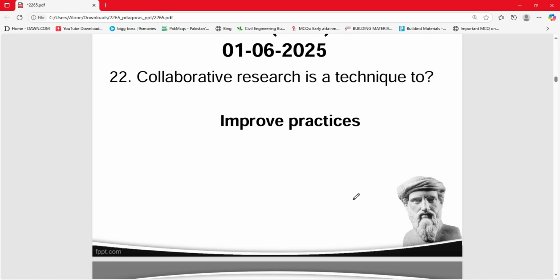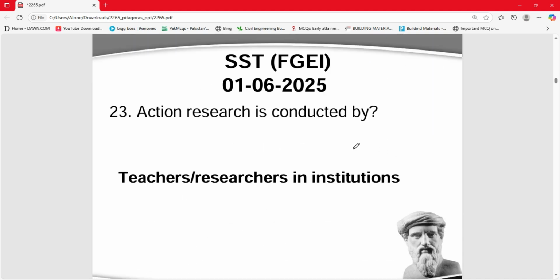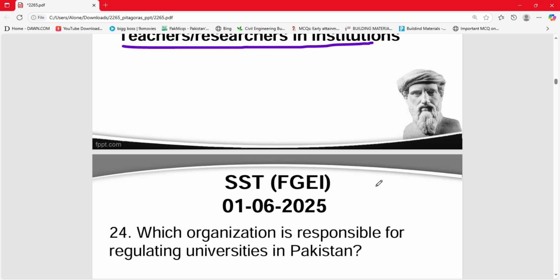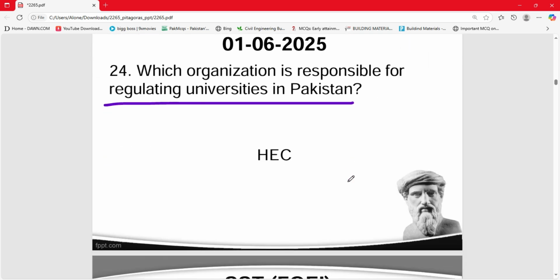Collaborative research is a technique of improved practice. Our next question is, action research is conducted by teacher, researcher in institution. Question 24 is, which organization is responsible for regulating universities in Pakistan? All the universities in Pakistan are under HEC.